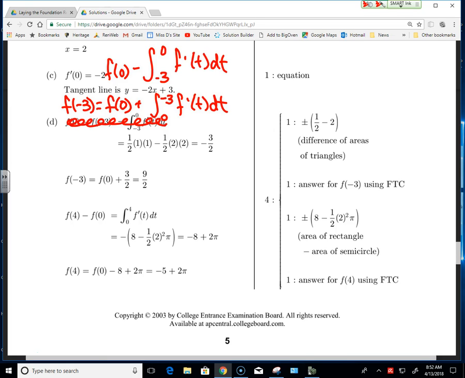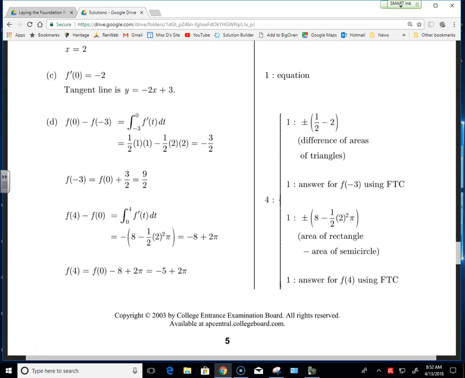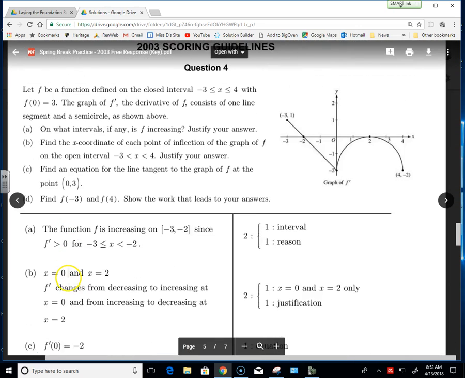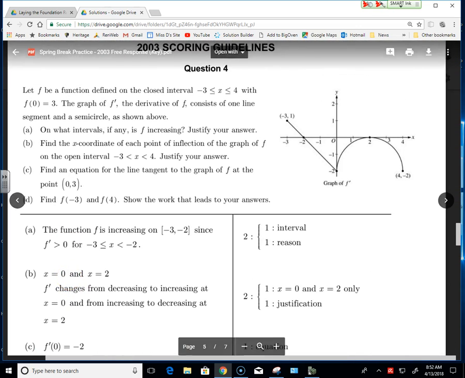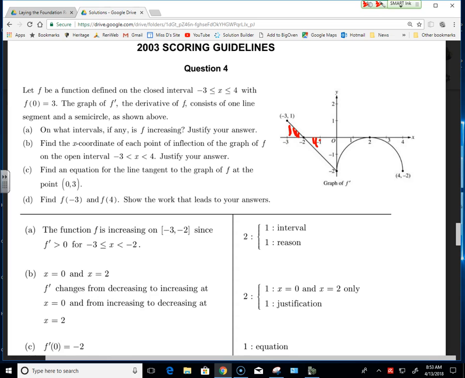This one's a little more straightforward because you can just say f of 4 is equal to f of 0 plus. Now hold on. I know, you can pack up. How do you find the area from negative 3 to 0? A triangle minus a triangle. Geometry. How do you do it from 0 to 4? A rectangle minus a semicircle.